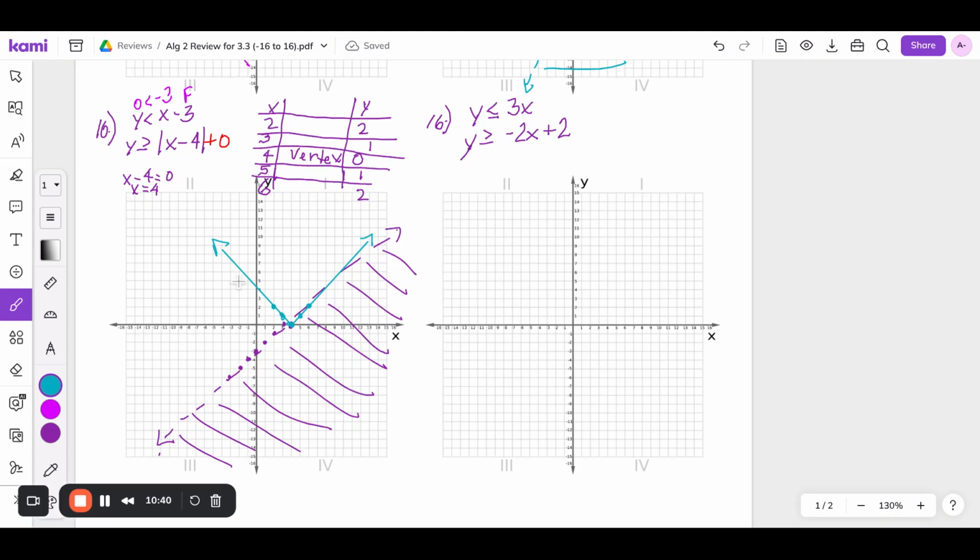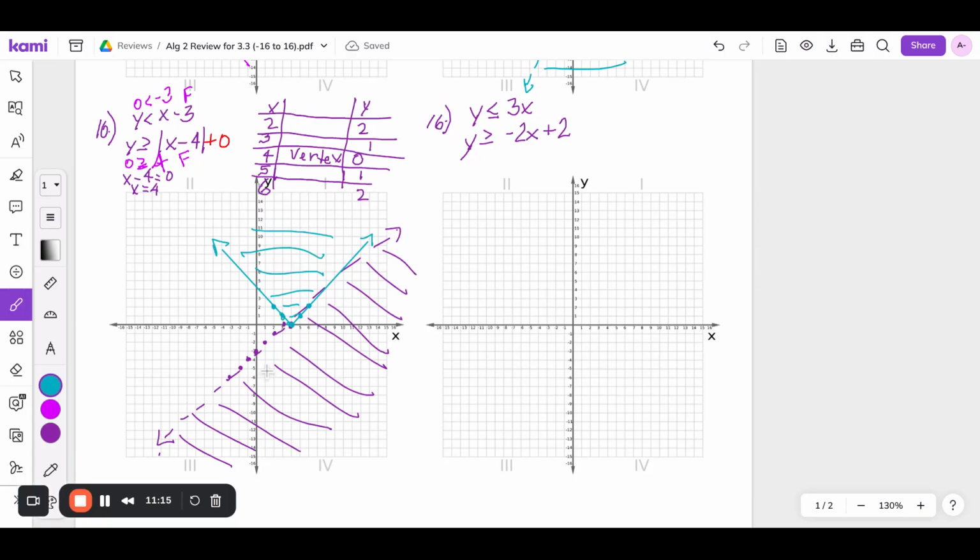And again, since my graph is not passing through 0, 0, I'm going to test 0, 0 again. Okay, so I'm going to put 0 bigger than or equal to, well, look, 0 minus 4 is negative 4. Absolute value of negative 4 is 4. Is 0 bigger than or equal to 4? No, that's false. So I'm not shading outside the V. I'm shading inside the V. Okay, so it's going to go this way, inside the V.